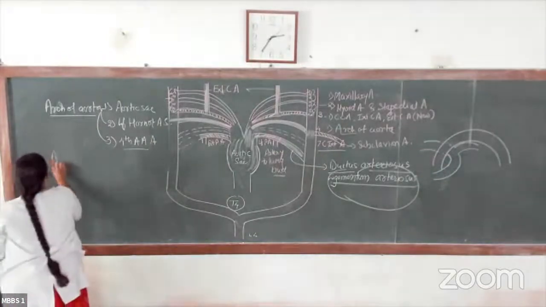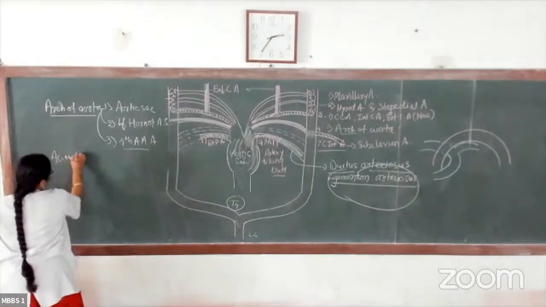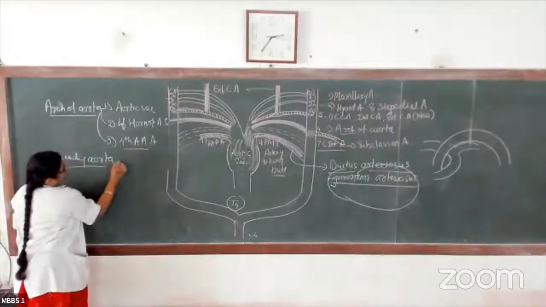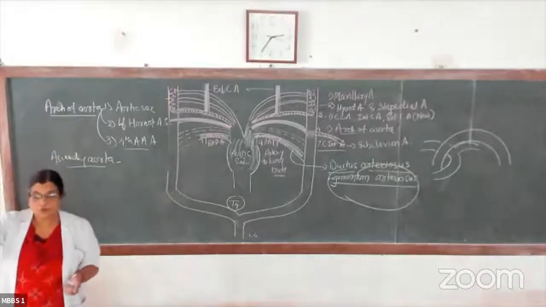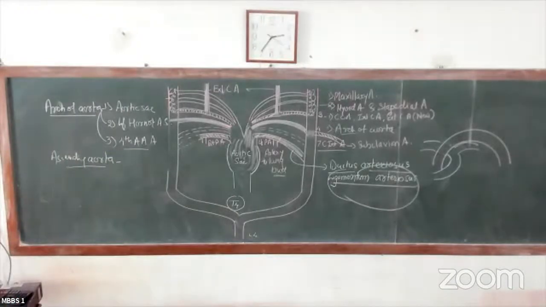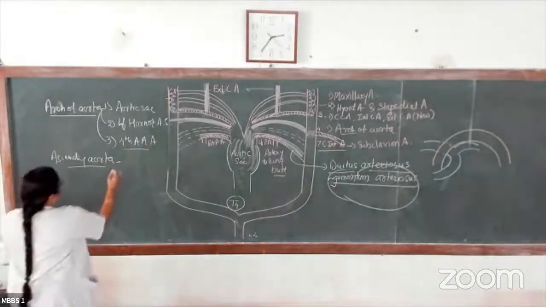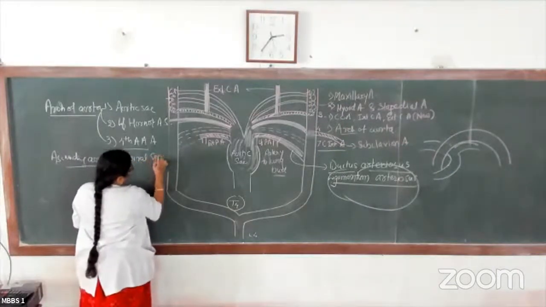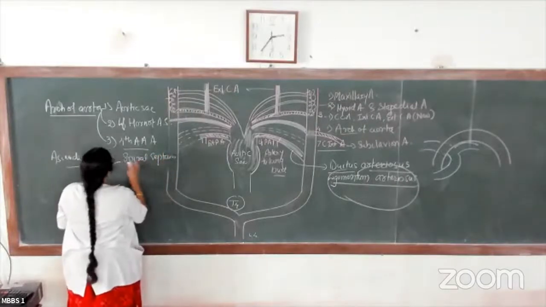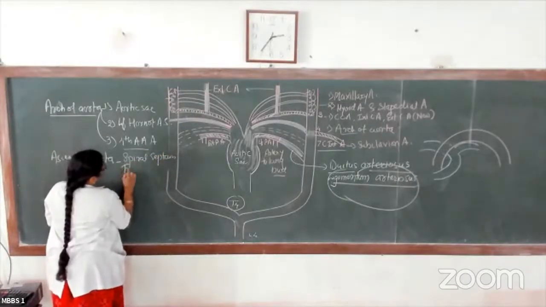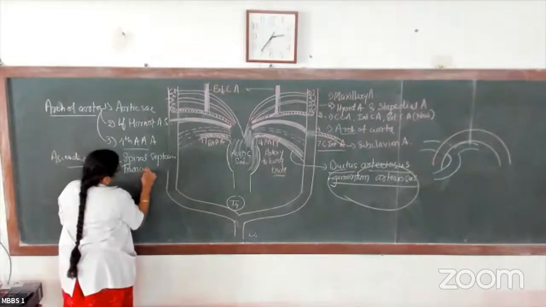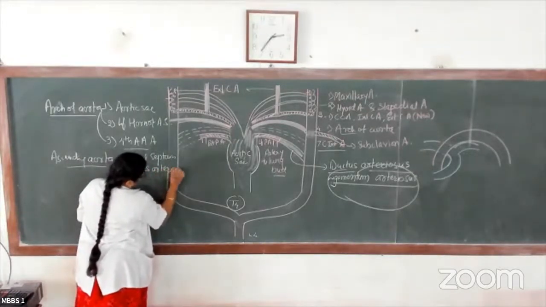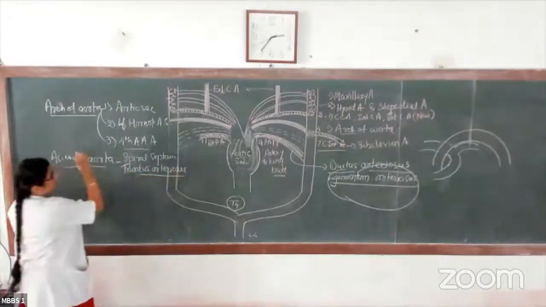Now, how is the ascending aorta formed? The ascending aorta is formed by the two compartments which are formed in the truncus arteriosus. There is a spiral septum which divides the truncus arteriosus into two. So it is coming from the truncus arteriosus.